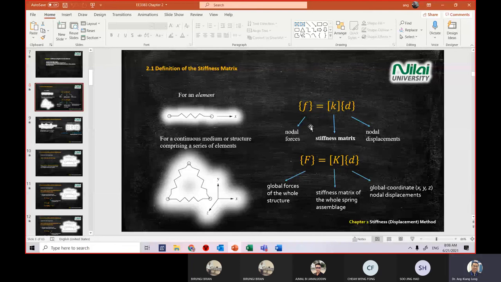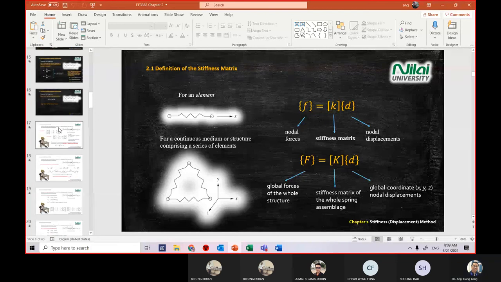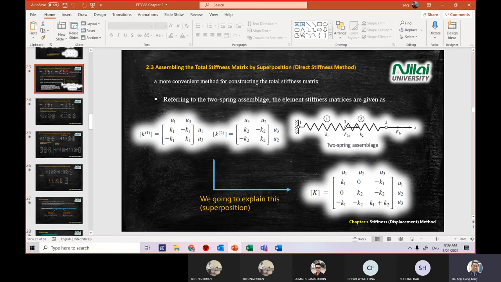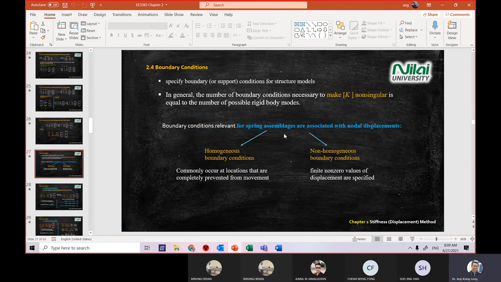We have discussed a few tutorial questions already so far, and we try to solve for the K, the displacement, and the F. All right, and today we're going to look at two tutorial questions. And just to remind you that we have two types of boundary condition. One is homogeneous. One is non-homogeneous.